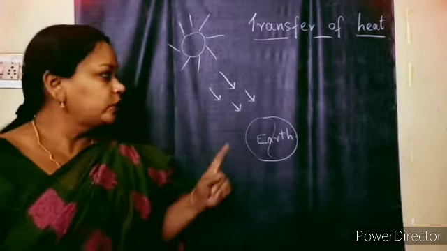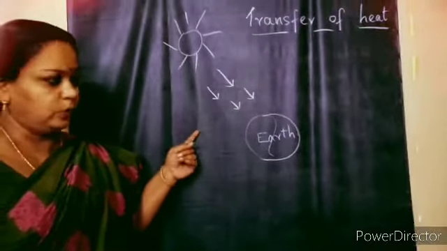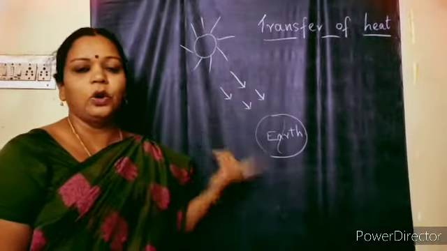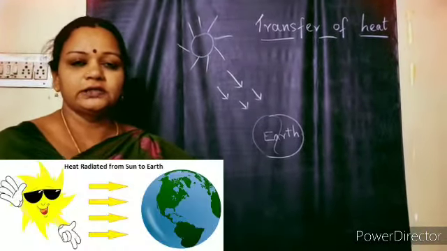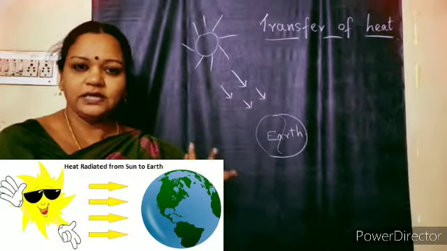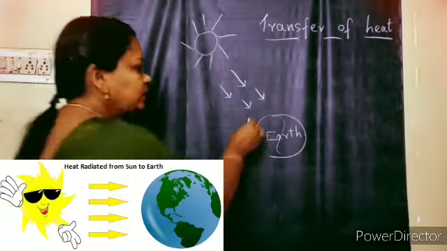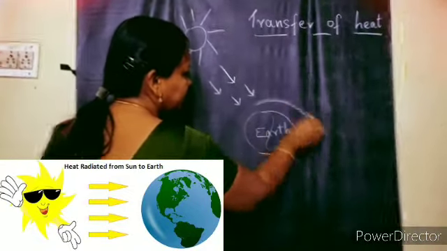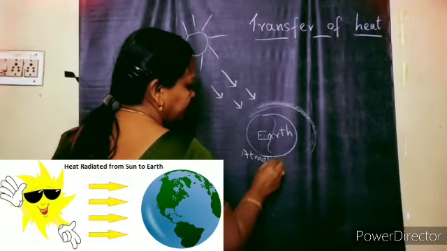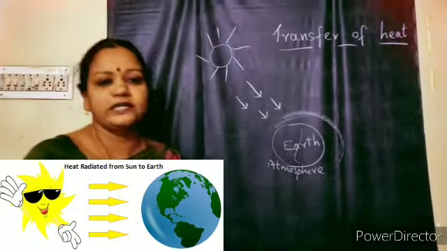Now you can see one picture on the board. See, the sun's rays are reaching the earth. You all know that life is possible on the earth because we are able to get the right amount of sunlight. Surrounding the earth, the atmosphere is there. And away from that, in space, there is no air. Even then we are able to get the sunlight.